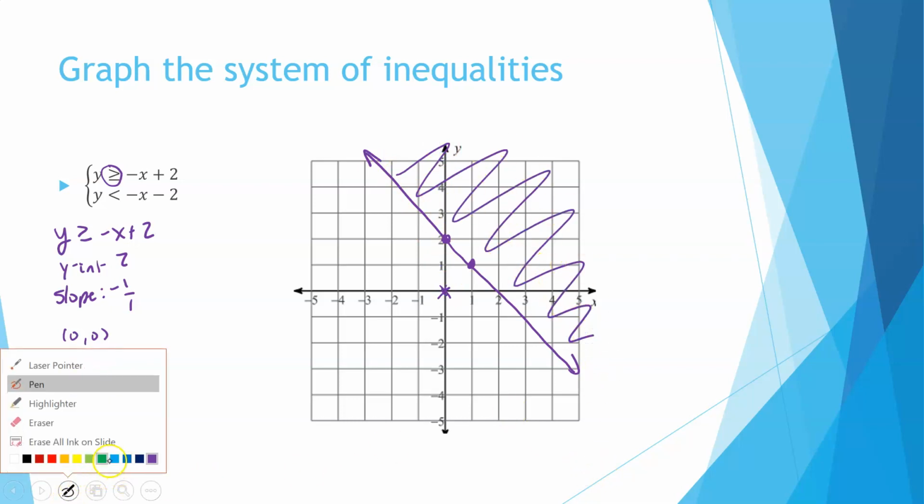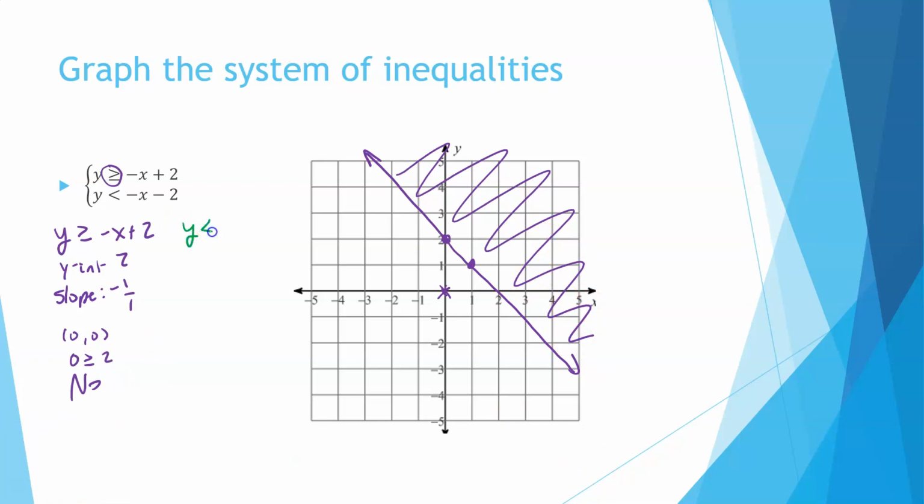If I shade the other graph in green, so y is less than -x minus 2. My y-intercept this time is -2. My slope is once again -1. -2 down 1 over 1. It's dotted because it's just less than.